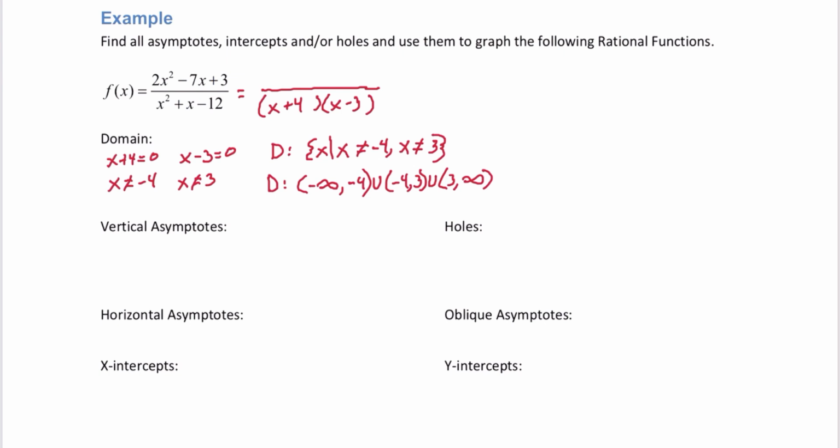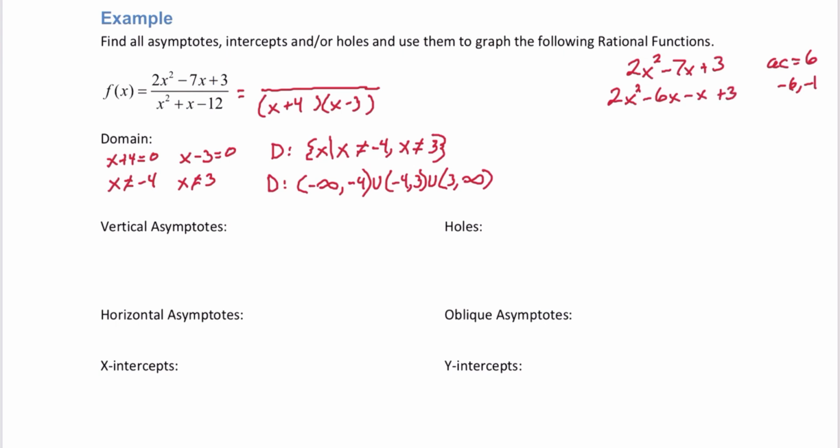To find vertical asymptotes, we want to reduce the rational function if possible, and then set the denominator equal to 0. To help us see if we can reduce, we need to factor the numerator. So let's do that off to the side. Since we need the AC method, we've got to do a little bit more work. AC is 6. Two numbers that multiply to 6 and add to -7 are -6 and -1. So we have 2x squared minus 6x minus x plus 3.